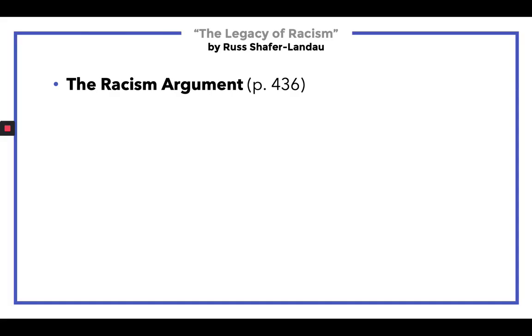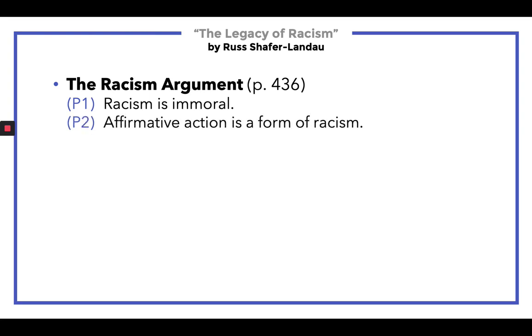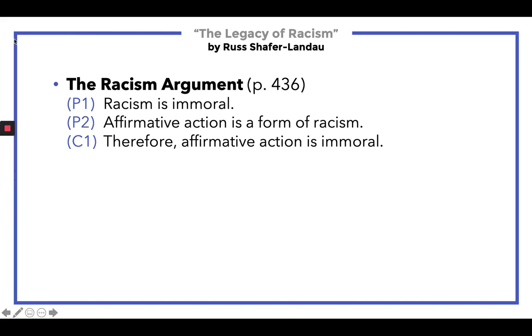The first argument he discusses is the racism argument. According to that argument, premise 1 says racism is immoral. That sounds right. Premise 2 is that affirmative action is a form of racism. And if we have those two premises, we can conclude that affirmative action is immoral. So if racism is immoral and affirmative action is a form of racism, then affirmative action must be immoral as well.